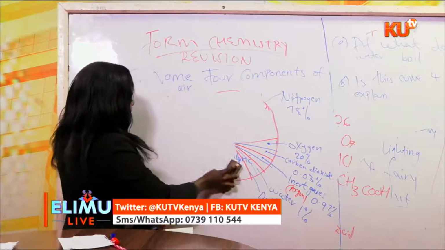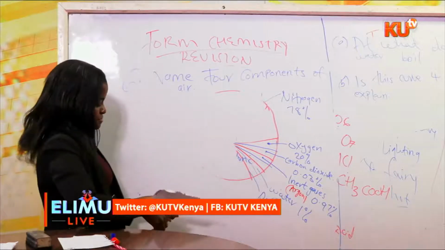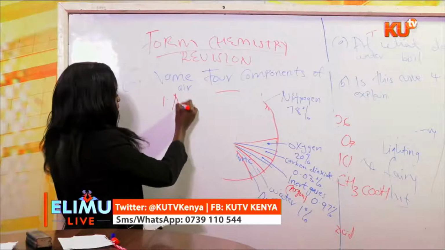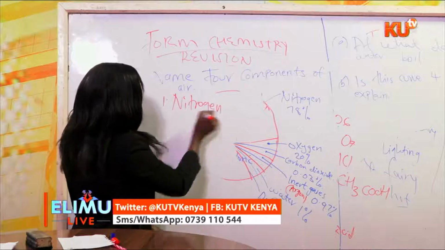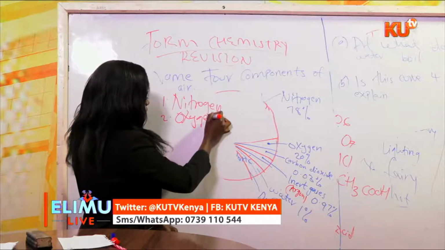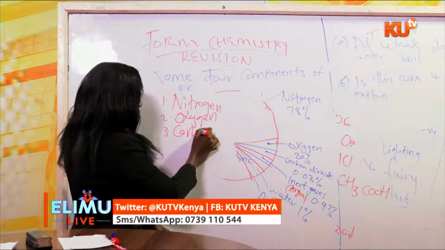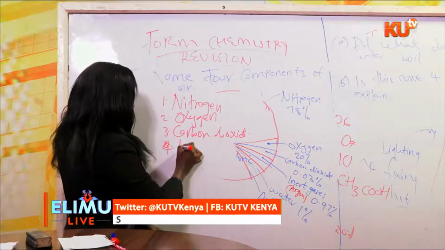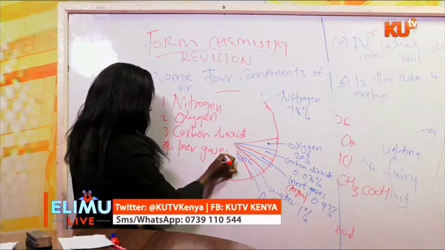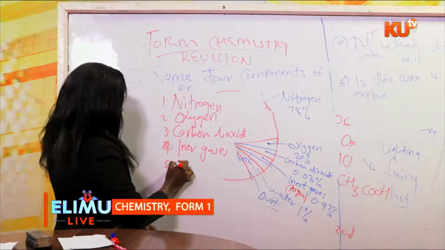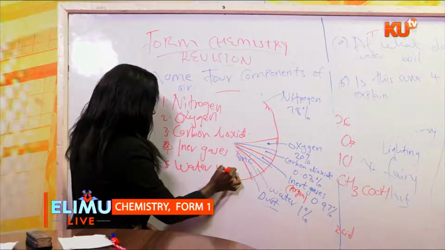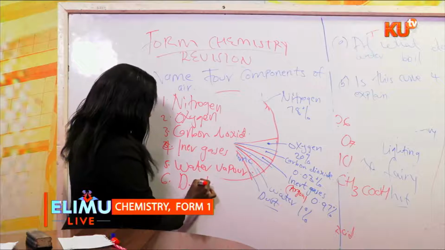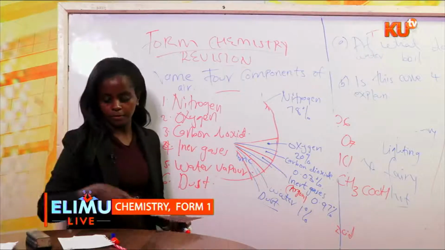Now we are looking at the components of air, which by just stating, we have nitrogen, we have oxygen, then we have carbon dioxide, we have inert gases, and then we have water vapor. The last component is dust. So these are components of the air.